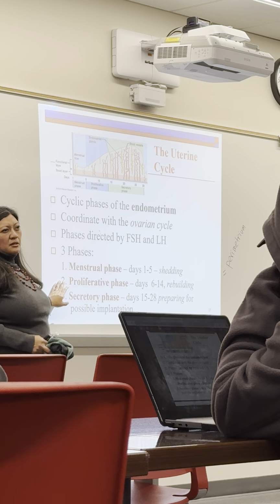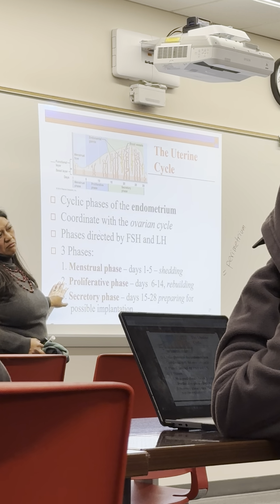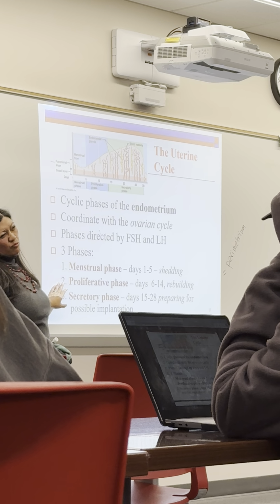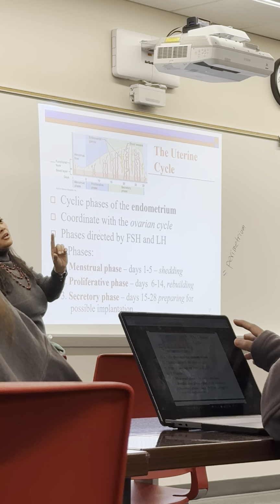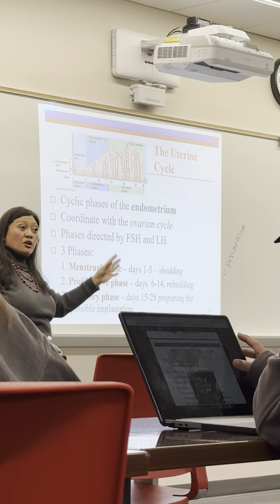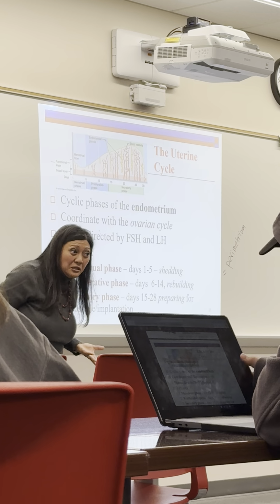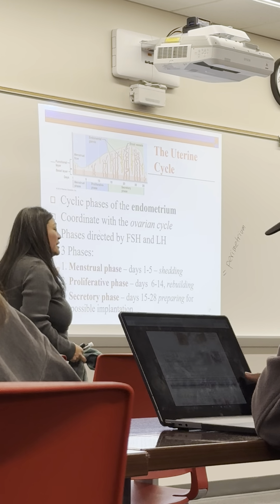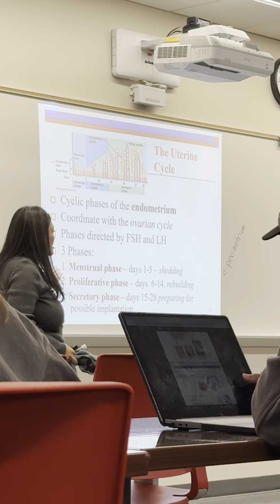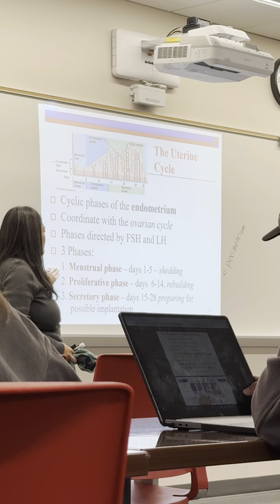What is going on in the ovary at the same time? What phase is happening in the ovary at the same time? Starts with an F. Follicular. Follicular phase. So we're already starting to develop another follicle, right? We're trying to get it to being that Graafian follicle. At the same time, we're shedding that. Okay, so that's about 1 to 5 days.